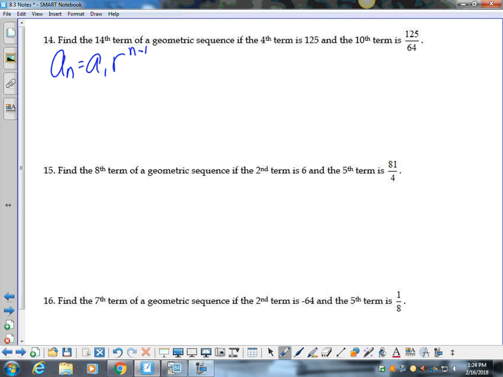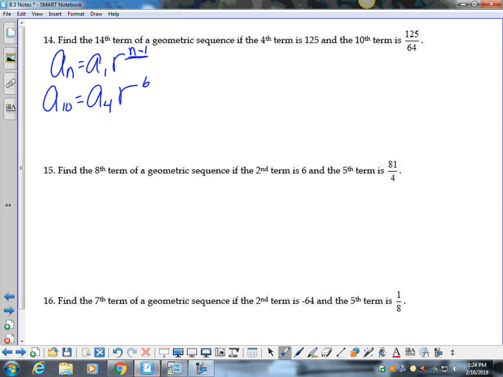Okay, so now what's the biggest term you know? You know the 10th term. So I know a sub 10. I don't know a sub 1, but I do know a sub 4. Now, think about this. How many r's would you multiply by to get from 4 to 10? And that's 6. So it's going to be to the 6th power. So don't think about this n minus 1 so much. Just think about how many times would you multiply by r to get from the 4th term to the 10th term. Now, plug in what you know, and you can solve for r.